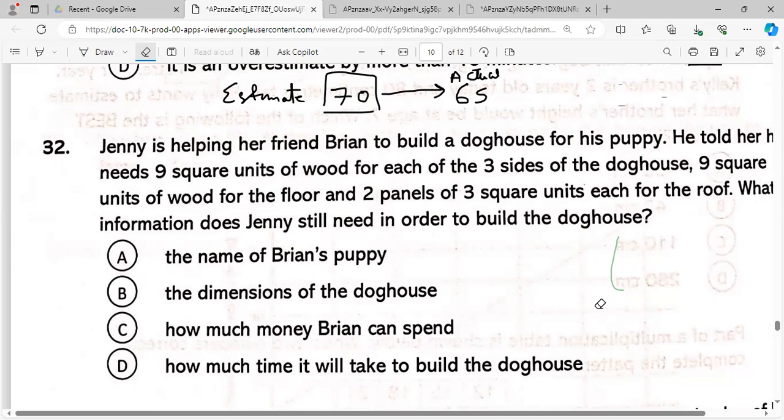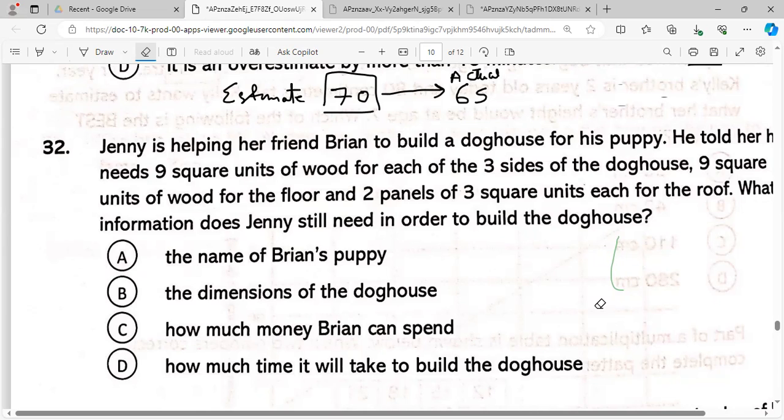Okay, sir. Jenny is helping her friend Ryan to build a doghouse for his puppy. He told her he needs 9 square units of wood for each of the 3 sides of the doghouse, 9 square units of wood for the floor, and 2 panels of 3 square units each for the roof. What information does Jenny still need in order to build the doghouse?